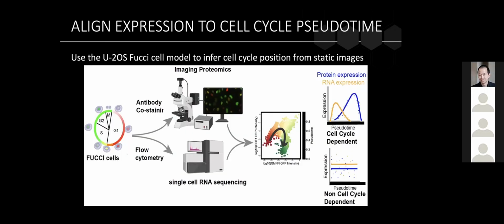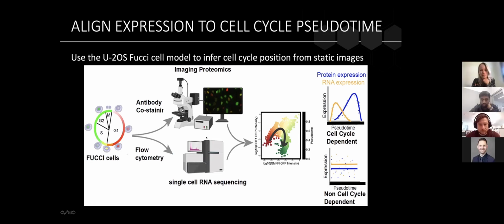So we decided to work with the U2OS FUCCI cell line. It's a cell line that has two fluorescent indicators, basically a red and a green fluorescent marker, that change over the cell cycle. So we can fit a model to the cell cycle trajectory that you can see here. And we can make a linear pseudo-time representation of the cell cycle time. So using this cell line, we sorted the cells and did single cell sequencing after measuring the fluorescence.